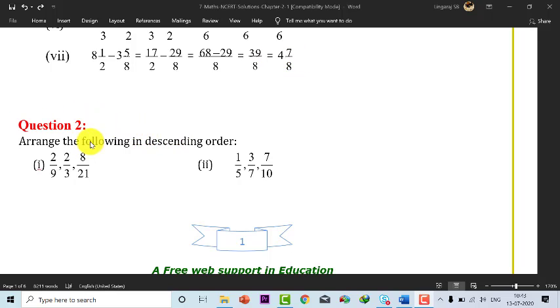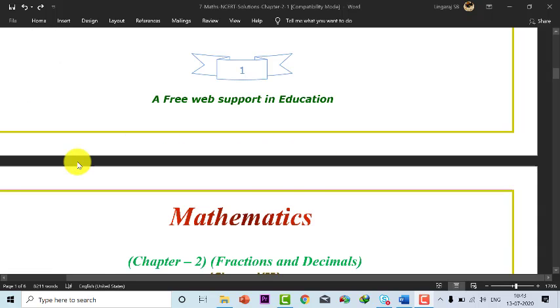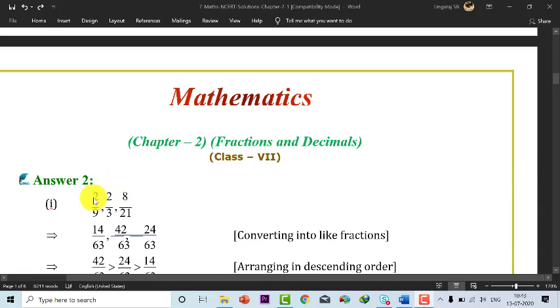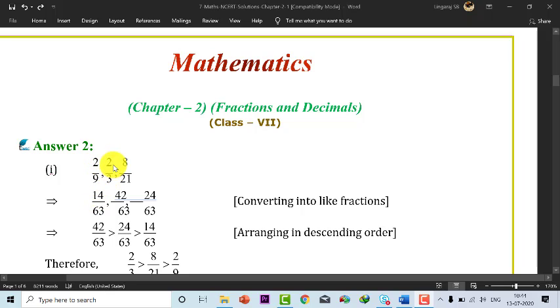So we can move to question number 2. Arrange the following in descending order. There are two problems given, and we solve them one by one. The first problem is 2 by 9, 2 by 3, 8 by 21. The LCM of the denominators is 63. So 9 sevens are 63, 3 21s are 63, and 21 3s are 63.